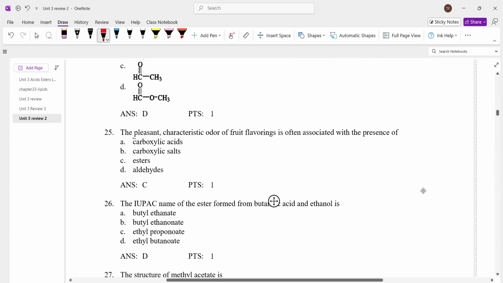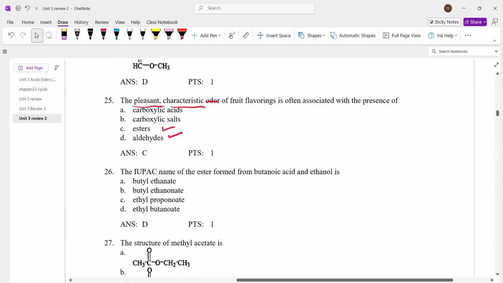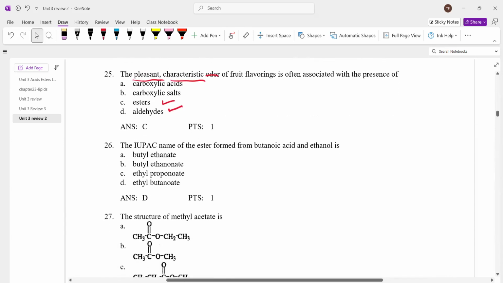Okay, so pleasant characteristic odors: aldehydes, esters. So C or D would work. Okay, so we start with a four carbon, two carbon alcohol. So what is that going to look like?